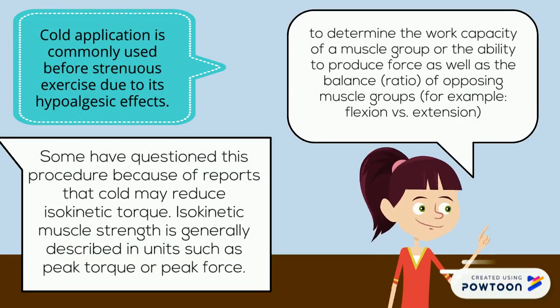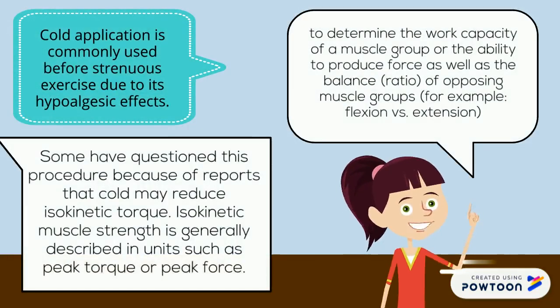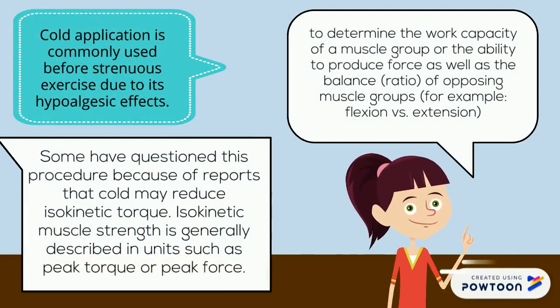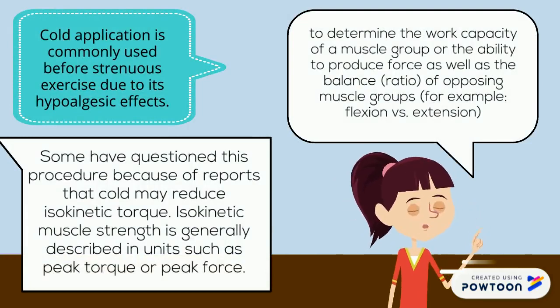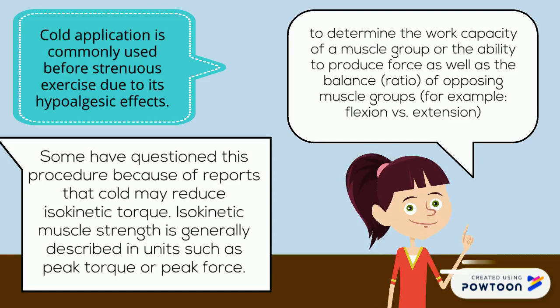Some have questioned this procedure because of reports that cold may reduce isokinetic torque. Isokinetic muscle strength is generally described in units such as peak torque or peak force. The intent of evaluating isokinetic strength is to determine the work capacity of a muscle group or the ability to produce force, as well as the balance ratio of opposing muscle groups, for example, flexion and extension.